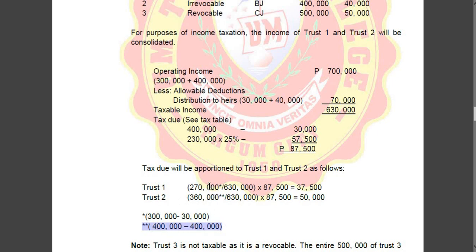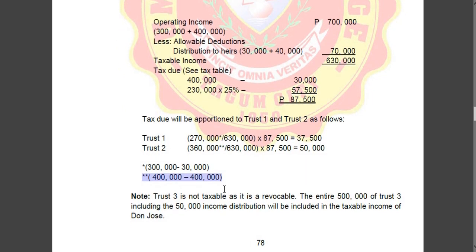So you add 270,000 taxable income of Trust 1 plus 360,000 taxable income of Trust 2, and you arrive at the taxable income of all the trusts, which is 630,000. This will now be your denominator. So in this case, 270 divided by 630 and 360 divided by 630,000 pesos. Note, Trust 3 is not taxable as a trust, as it is revocable.